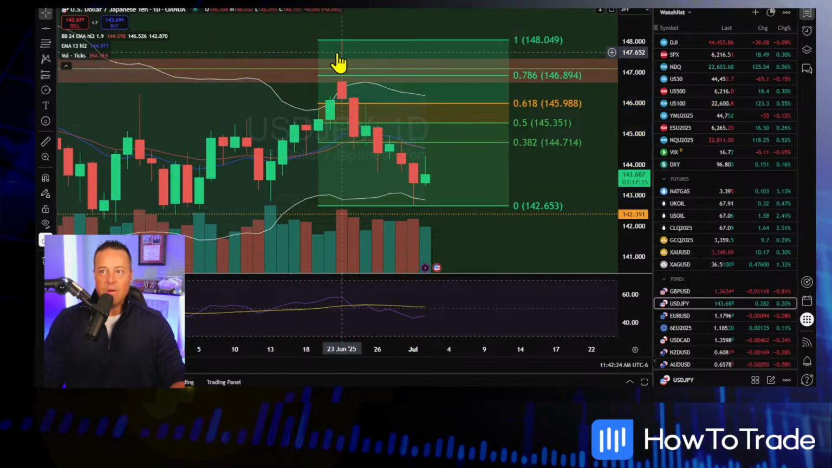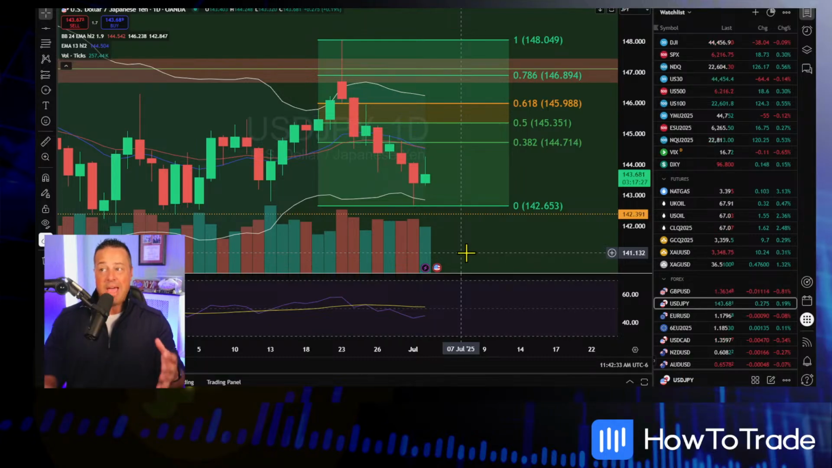Spike high right there, 148 even, 148.03, something like that. You could do something like that low, 142.68. So it's a nice big range. It's a big baggy range. I like it. That's a pretty good range to sink our teeth into and attack. The real question is do we get an opportunity at 144.71? That would be my sell.